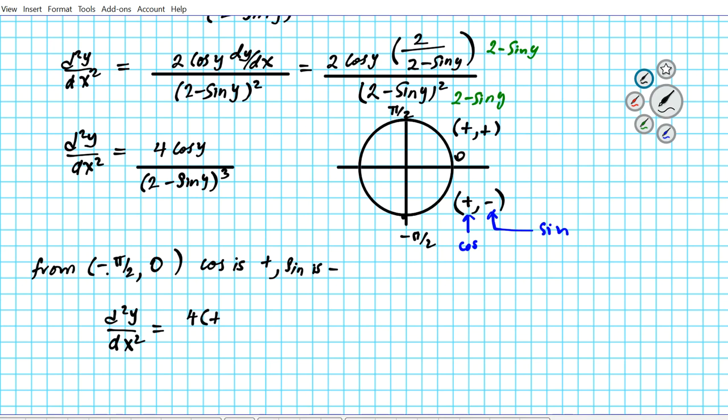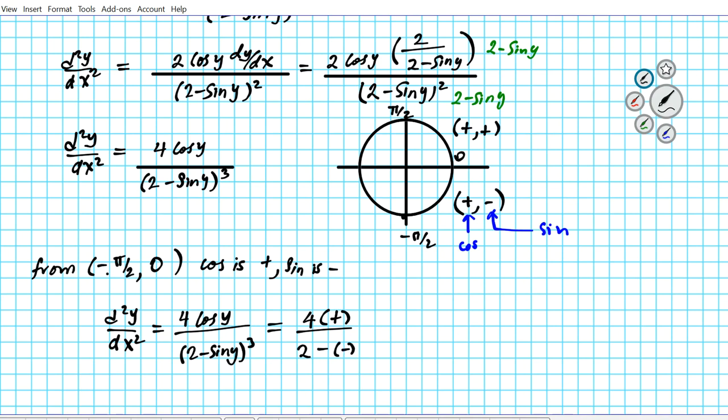Well, let's write down what d squared y over dx squared is first. So d squared y over dx squared is 4 cosine y over (2 minus sine y) cubed. So it's going to be 4 times a positive number, because cosine is positive in that quadrant, divided by 2 minus, now sine in this interval is negative, right? So it's going to be negative.